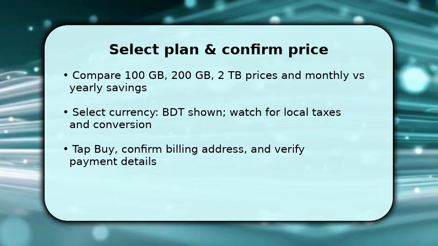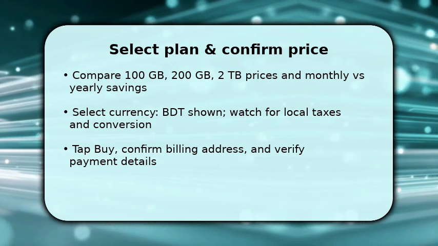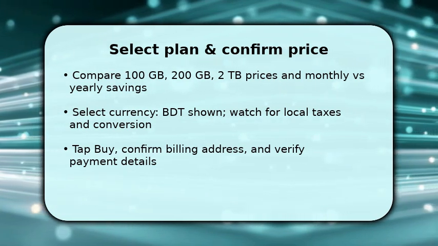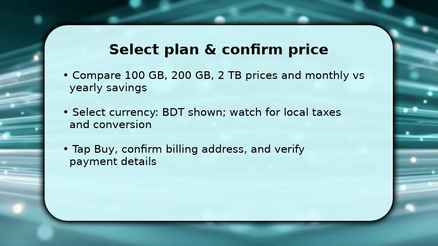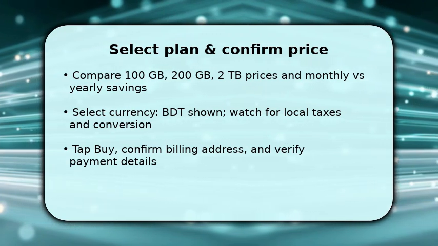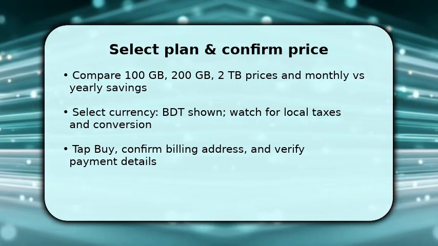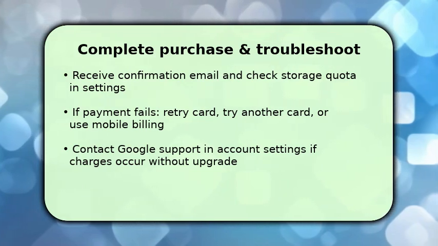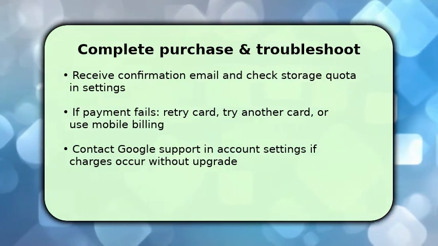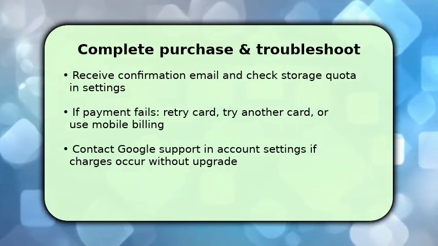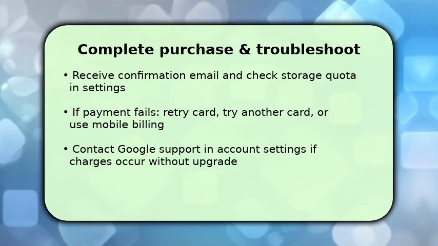Tap the plan you want, review the billing address and payment card details, then authorize the purchase. After you confirm, Google processes the charge and immediately allocates additional storage to your account. After confirming payment, you should receive an email receipt and see the new total in Drive storage settings. If you don't, refresh and sign out and back in.